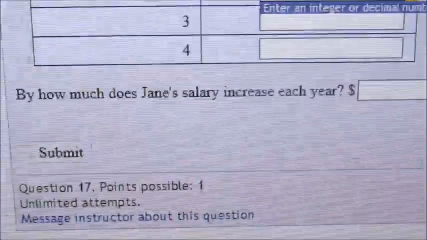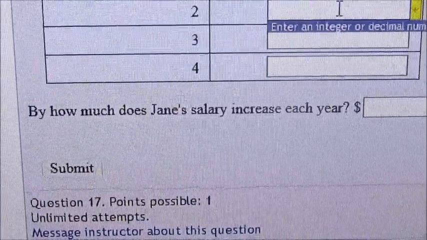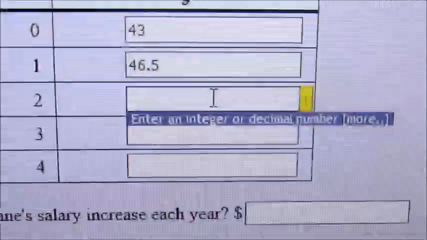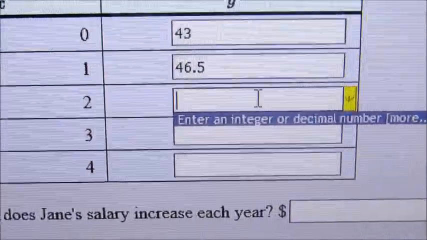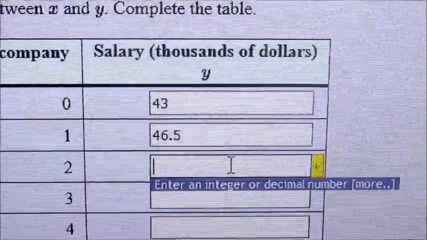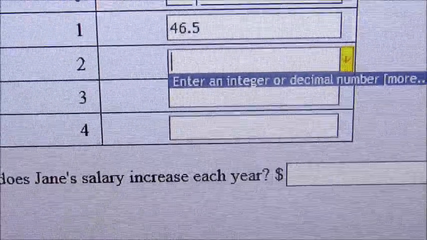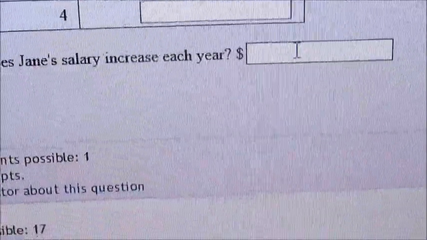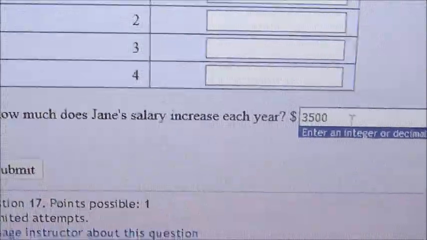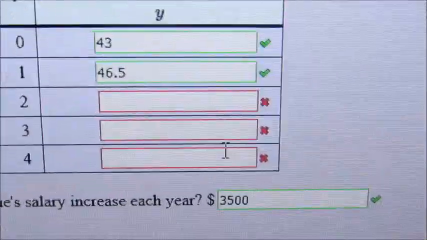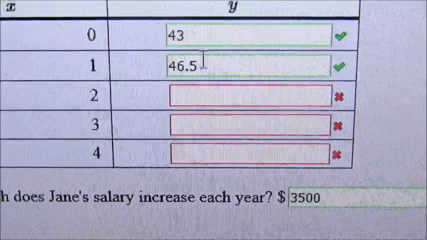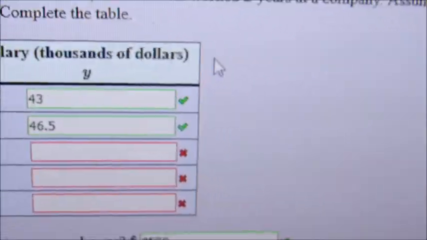Now, the next part of the question, how much does Jane's salary increase each year? Okay, so we see that it's increasing 3.5 each time. But notice that it says the salary is in thousands of dollars. So that means we need to say 3.5 times 1,000. So 3,500. And I'm not going to answer the full part. But you see here, we're adding 3.5 to each of these. Whatever you're adding each time, multiply that by 1,000 to get the salary in thousands of dollars.